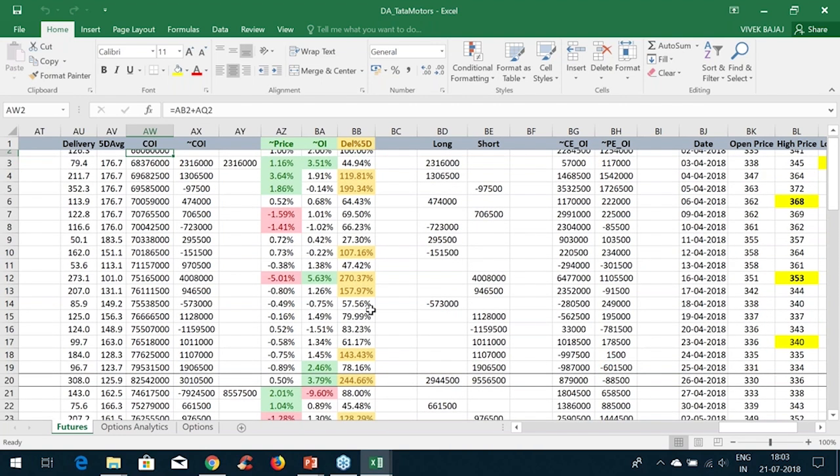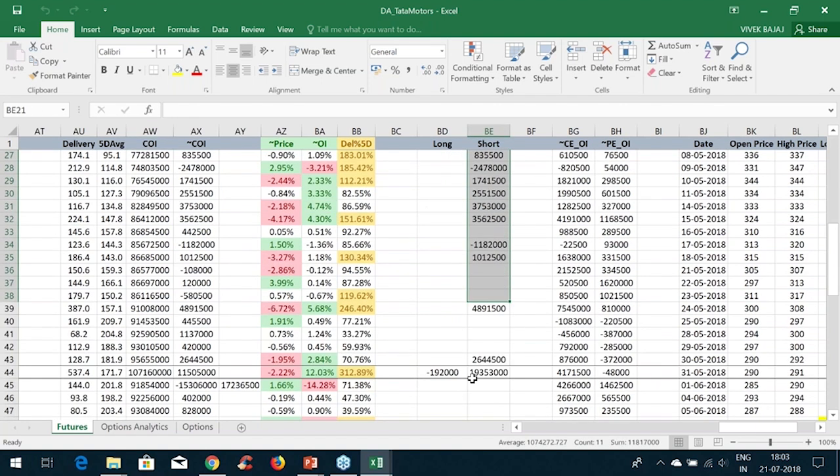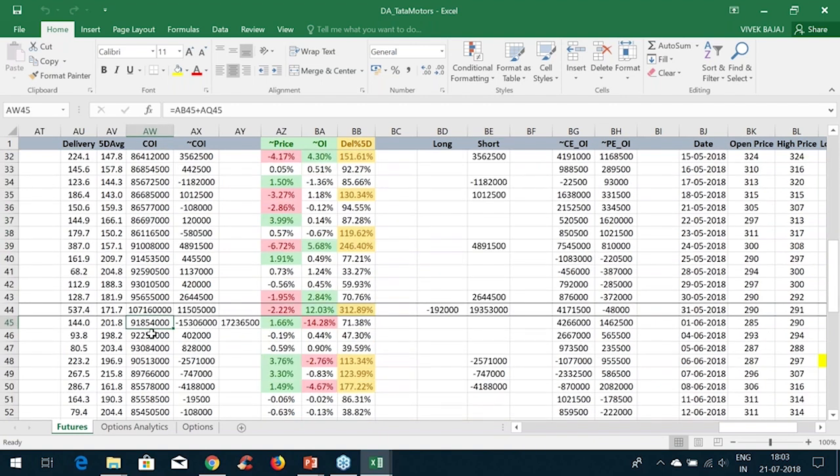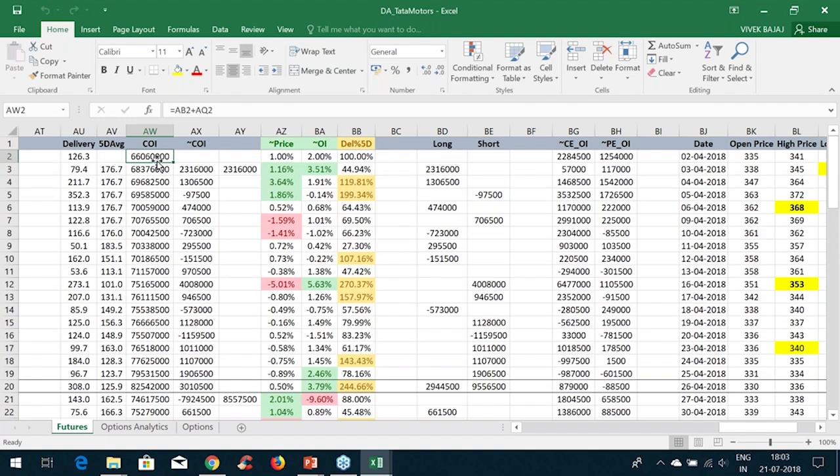So I did this in April and then I did the same thing for May. In May I have seen again aggressive short positions were added. So in May, further short positions were added. The number of open positions in Tata Motor in futures contract was almost 9 crore shares, which in the initial part of the April contract was 6.5 crore shares.